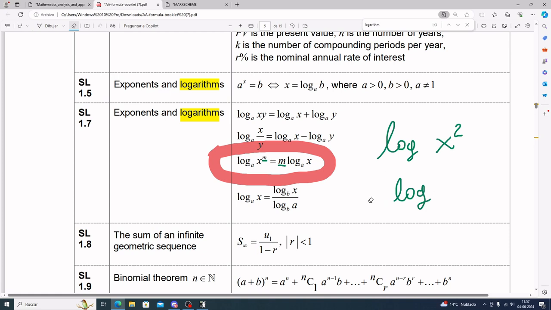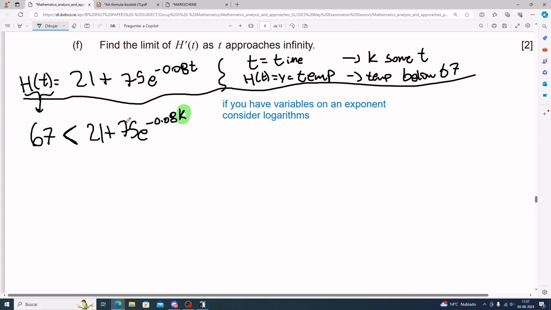Even if you had something crazy like log of 2 to the power of x, this ends up being x times log 2. That is a lot more friendly on the one hand, because you don't have a variable in the exponent anymore, and it might look a little nasty because you do have a log. I'll establish how to deal with that down the line, but for now I need you to have the mental approach, the procedure, that if you have variables on an exponent, you can consider logarithms. From here, just seek to get k alone.